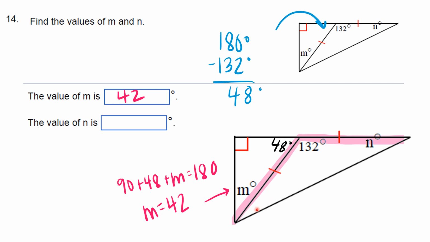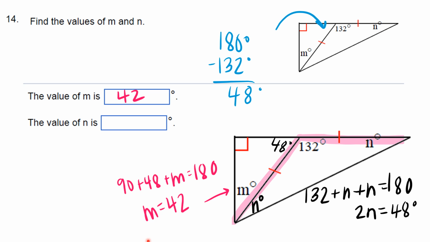All right, so this angle here must also be n degrees. All right, so now just looking at the triangle on the right here, 132 plus 2n must equal 180. Subtract 132 gives you 48. Right, and then we have to divide by 2 to get n by itself. So n is 24. N is 24 degrees.